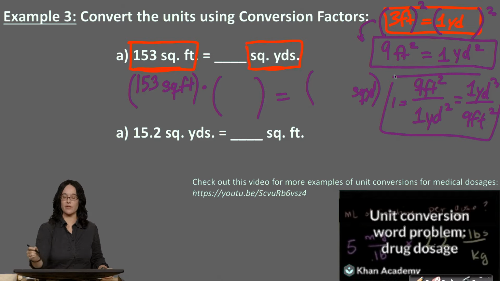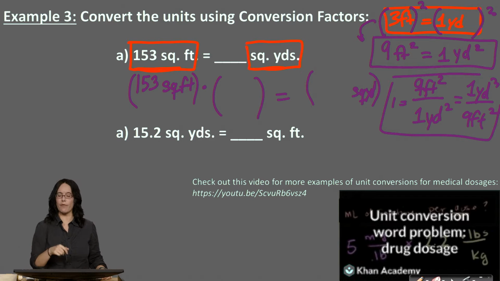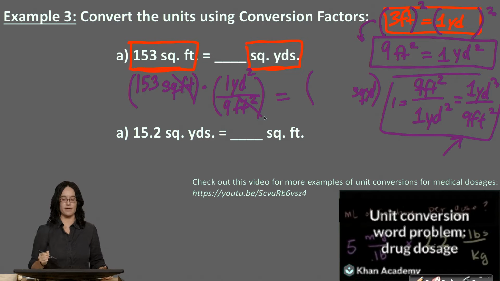Yeah, because if two things are equal to themselves, you can put one on top of the other and they're equal to 1, which means you can multiply by them. You can multiply by 1 whenever you want. Which of these would be more helpful to us if we want to get rid of square feet? Well, it would be the one with the square feet in the bottom, right? It would be this one here. So I would take 1 square yard over 9 square feet. Why would that be helpful? Because square feet would cancel with square feet, and I'd be left with square yards.